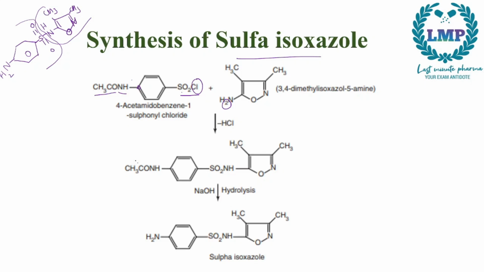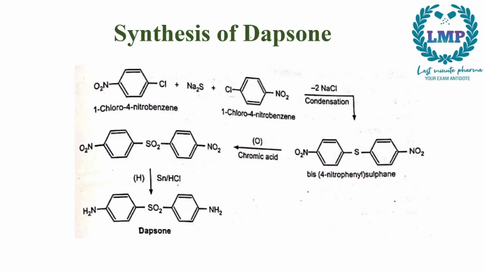Now next step is removal of this CH3. So we will do hydrolysis. So there would be removal of COCH3 along with the OH, and an H would be given here. So we will get sulfur isoxazole. Next we have the synthesis of dapsone.